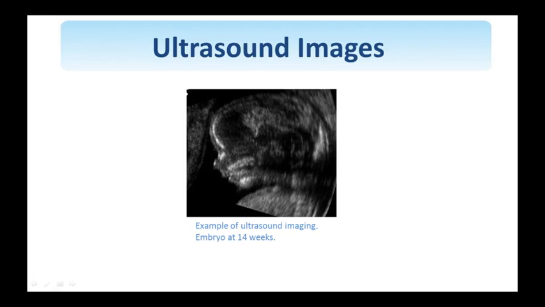These reflected waves are picked up by the probe and relayed to the computer, and the computer calculates the distance from the probe to the tissue or the organ boundary using the speed of sound. At the end, the system displays the distances and intensities of the echoes on the screen, forming a two-dimensional image. And this is the image we see here of this embryo at 12 weeks, or 14 weeks rather.